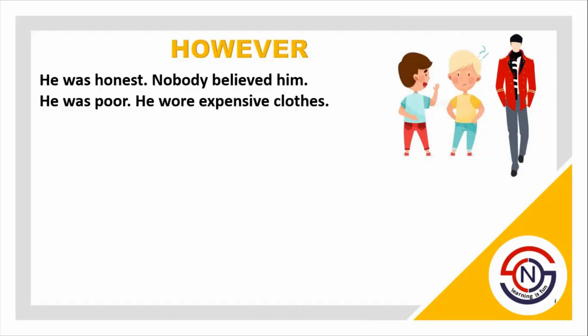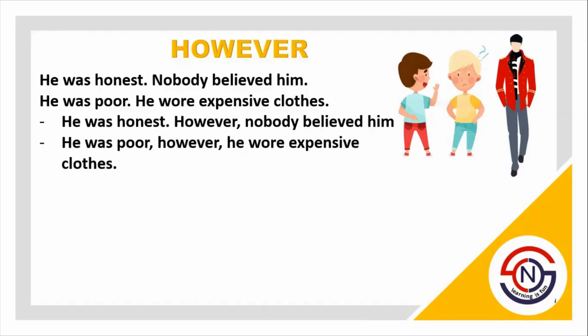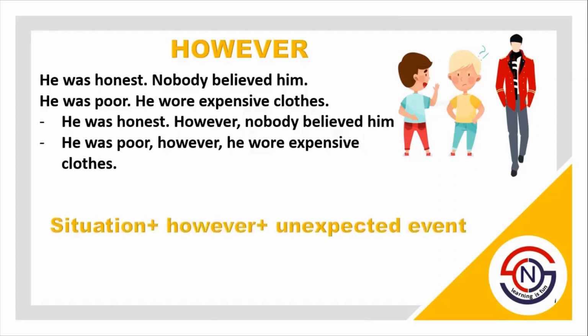So when we use however, we write the answer like this. First, see the example. He was honest. However, nobody believed him. He was poor. However, he wore expensive clothes. So the difference between although and however is, after although, we put the situation, but after however, we put the unexpected event, because nobody believed him and he wore expensive clothes are examples of unexpected events. So after however, we always have to put the unexpected event. So the structure is situation, then however, and after however, the unexpected event. That's very, very simple.